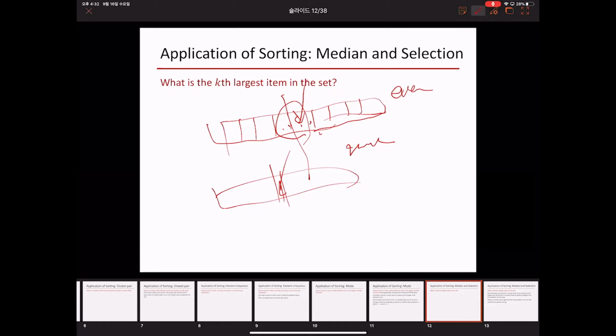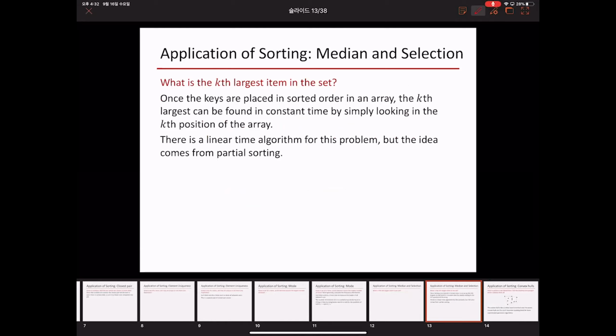Okay, so I got your point, and I think it is very close to the first comment that the other people made, and we know how to solve it, right? Once it's sorted, the kth largest will be at the kth position if you reversely sort it. If you sort it in order, then n minus k is the position that you are looking for, okay?